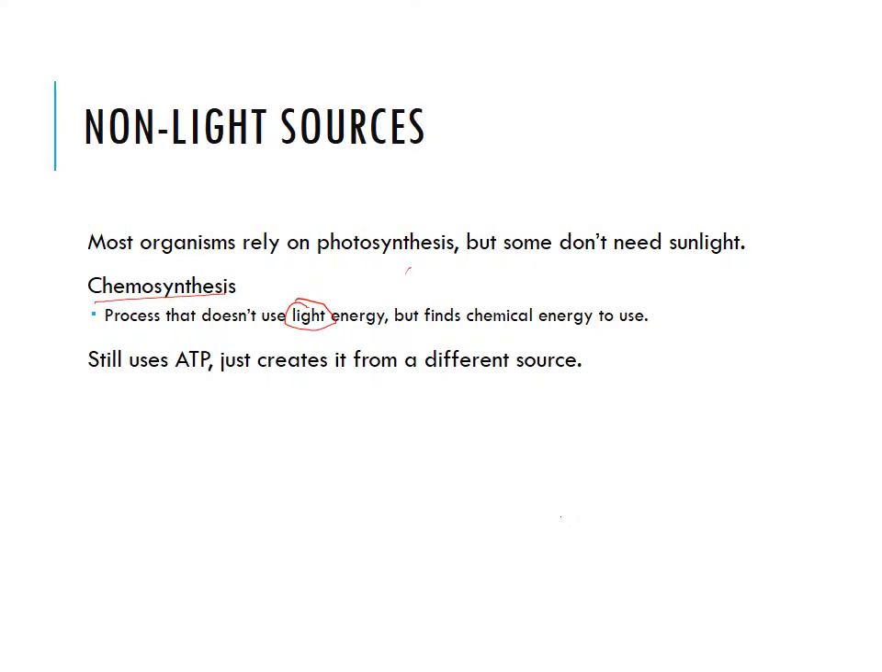If you think about the word photosynthesis, photo means light. So it's making something from light. And chemical synthesis means we're getting chemicals from around the organism to actually give it ATP. So it is still using ATP, it just uses it in a totally different source.